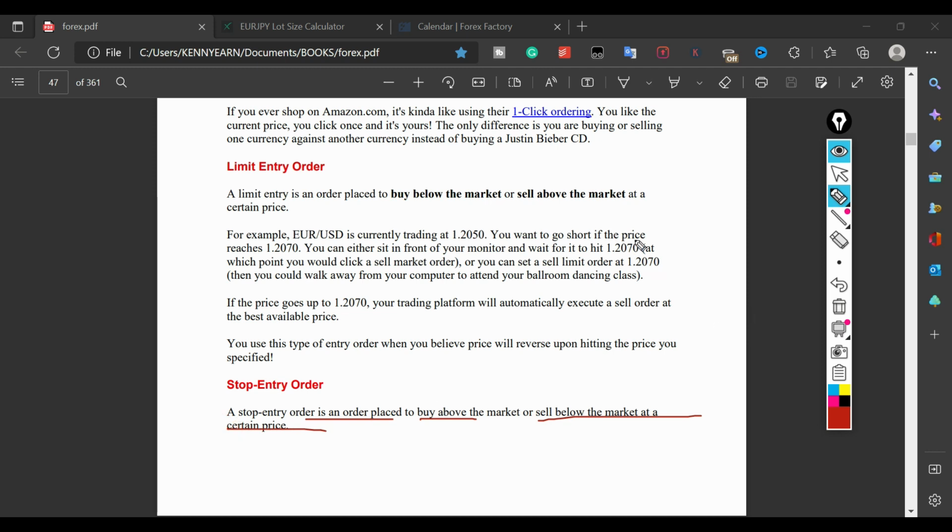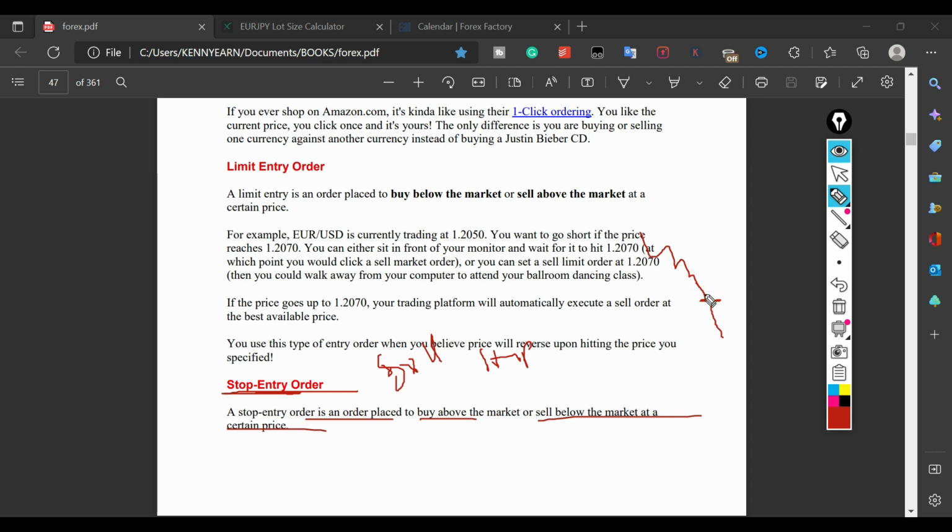Let's say for instance the market is trading down. I want to sell this market when it gets here. I'm going to use a sell stop order. I'm selling below market price. So if the market hits this level, my trade is going to trigger and I'm going to sell it.